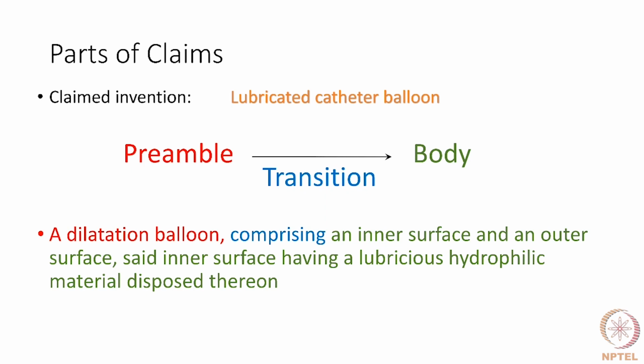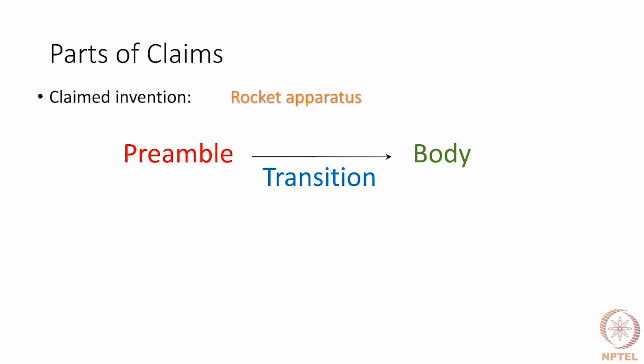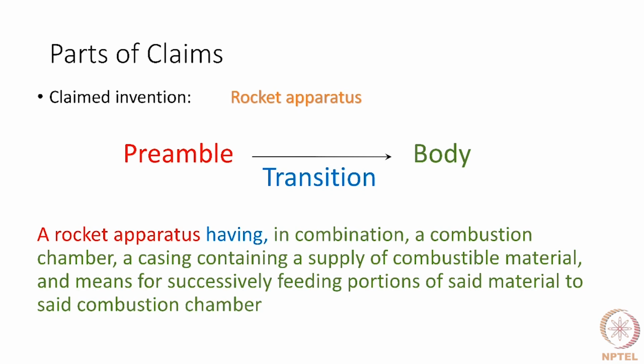Let's look at another example. Rocket apparatus. A rocket apparatus, which is the preamble, having, the transition, in combination, a combustion chamber, a casing containing a supply of combustible material, and a means for successively feeding portions of said material to the said combustion chamber. Now you can clearly see the preamble and the body connected by the transition. The transition tells us that it is not all rocket apparatus that is being claimed here, only the rocket apparatus that has what is being described in the body. So the body is actually what is being claimed.